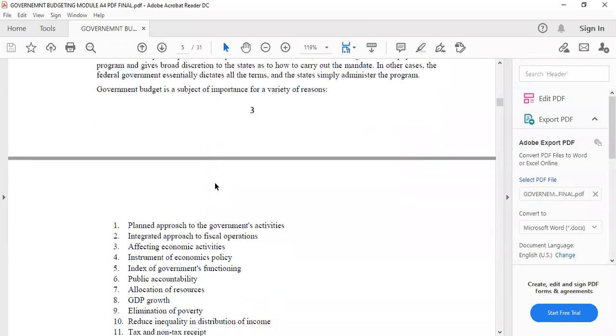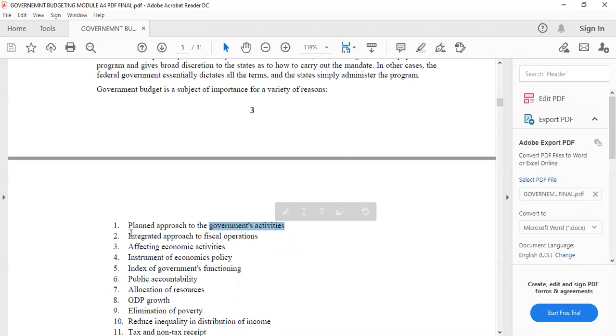One is the planned approach to the government activities. The administration, through the party that they belong to, is going to plan their activities on which the budget must depend. So take note of the word government activities. Their plans will form part of the budget, or where the budget should go.